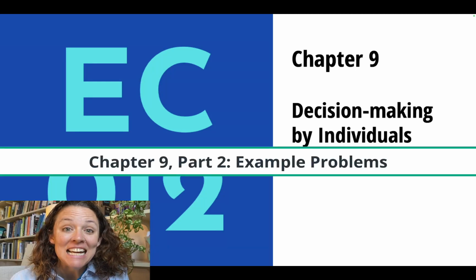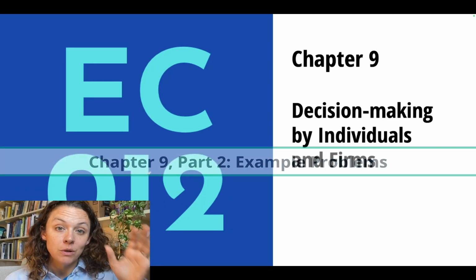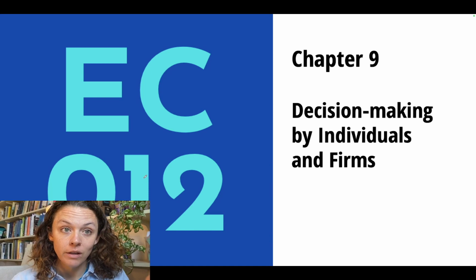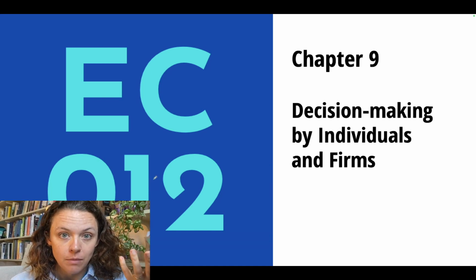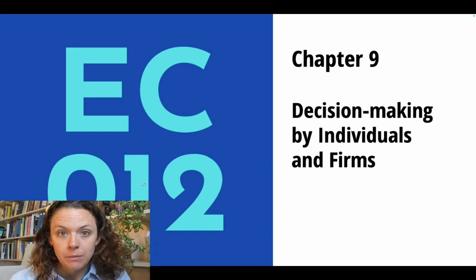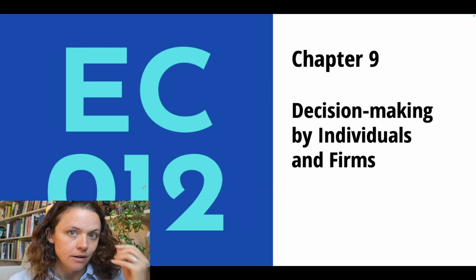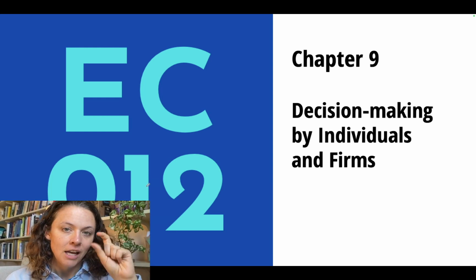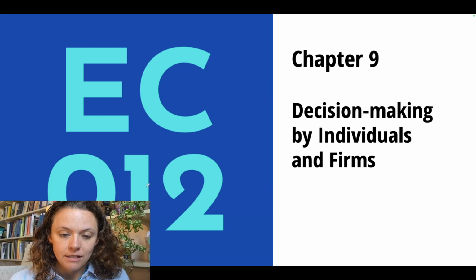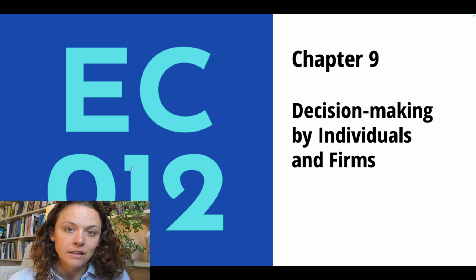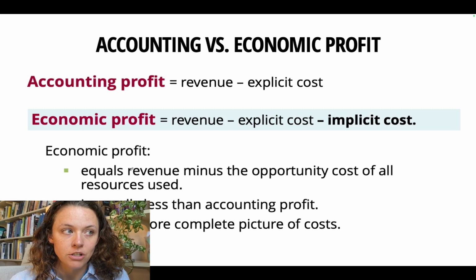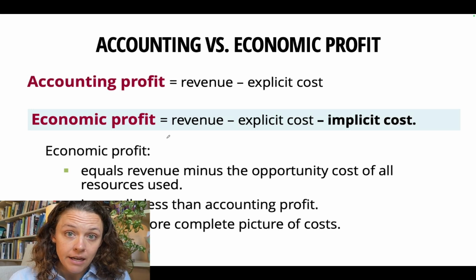Hey everyone. In this video, we are going to apply what we learned in the previous one about individual decision making and just work through some examples so we can strengthen our intuition and how we calculate all of these new concepts: accounting profit, economic profit, and marginal benefit and marginal cost. So let's start with the accounting versus the economic profit.